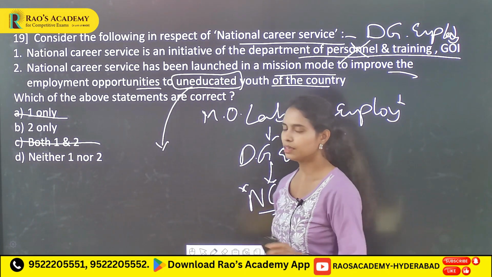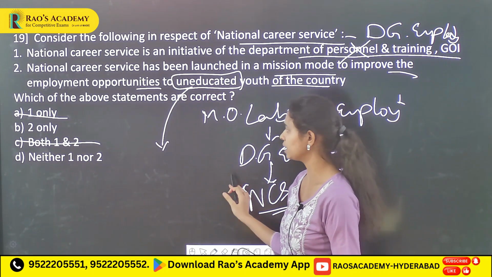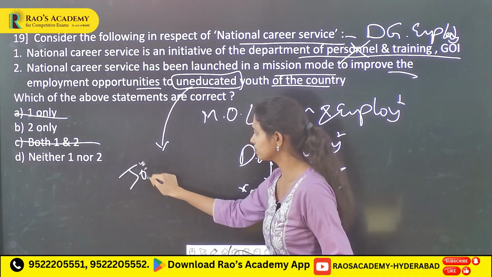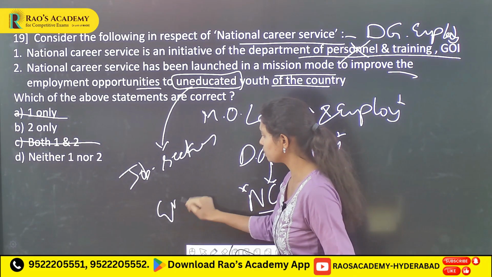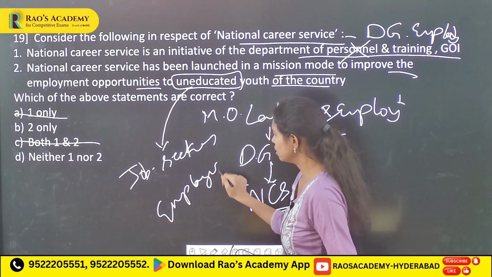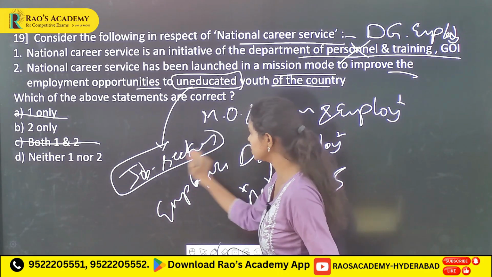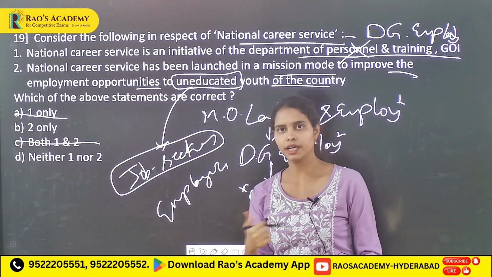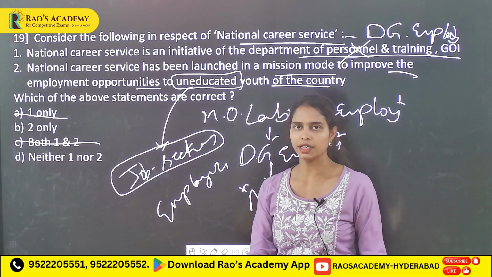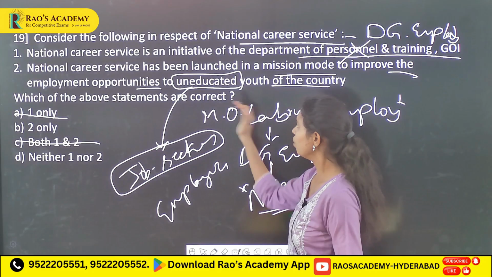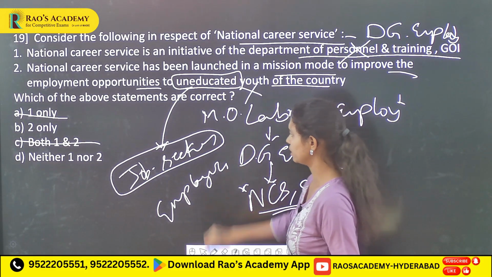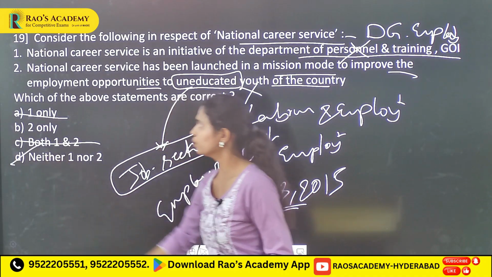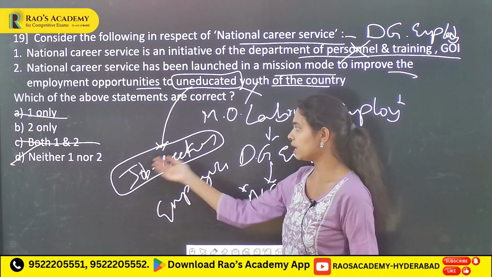Here the main purpose of this particular service is to bridge the gap between the job seekers as well as the employers. The job seekers include both the educated as well as the uneducated, but it has given only the uneducated. So it is going to be an incorrect one. So the answer is, both of them are incorrect. So the answer is neither one nor two.